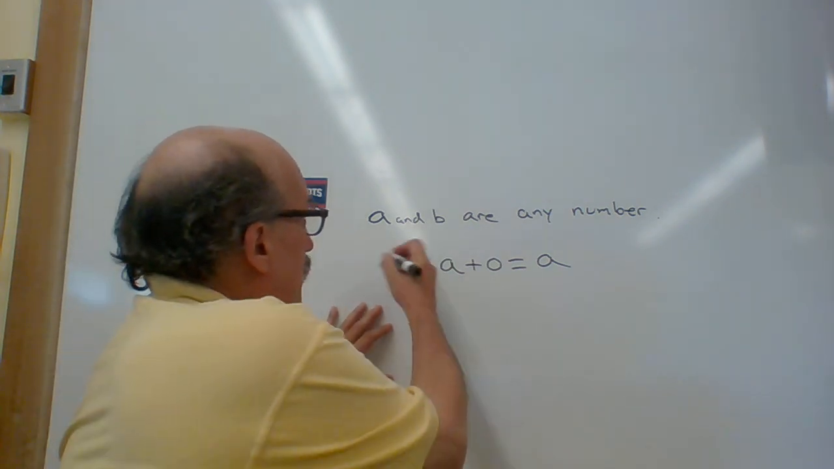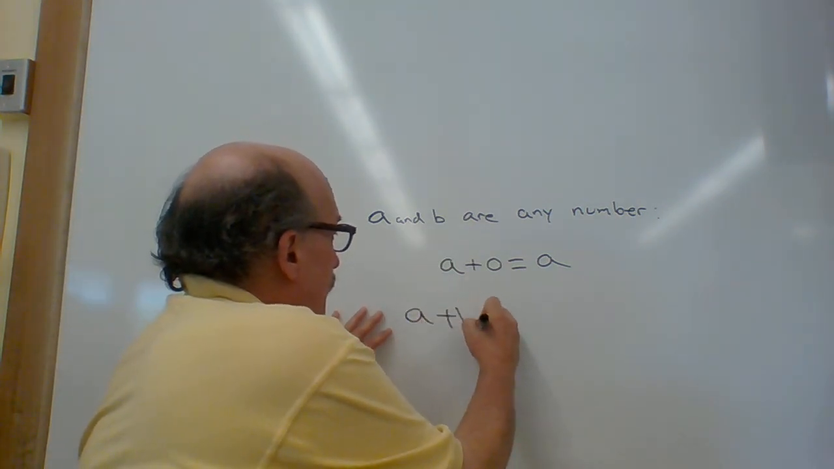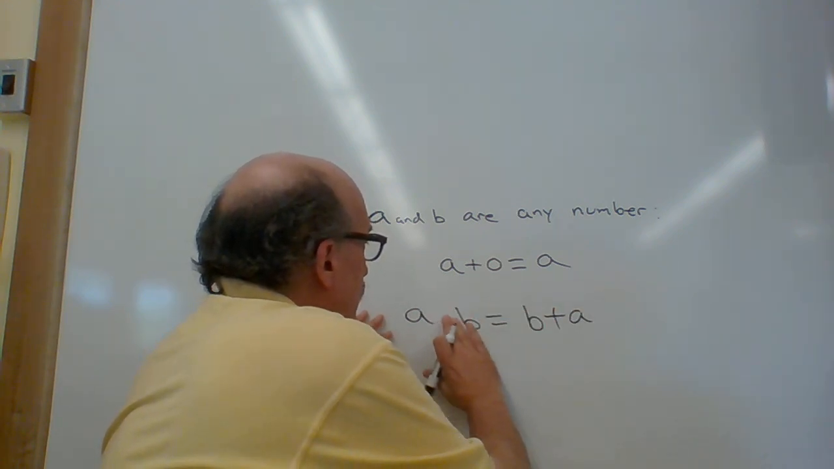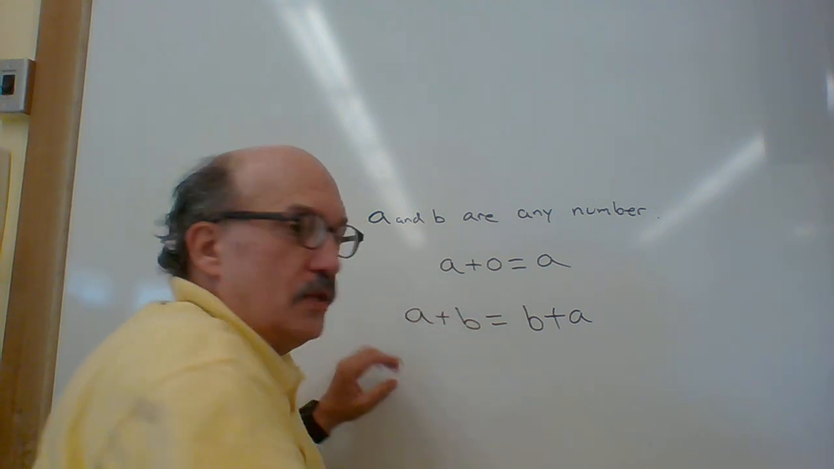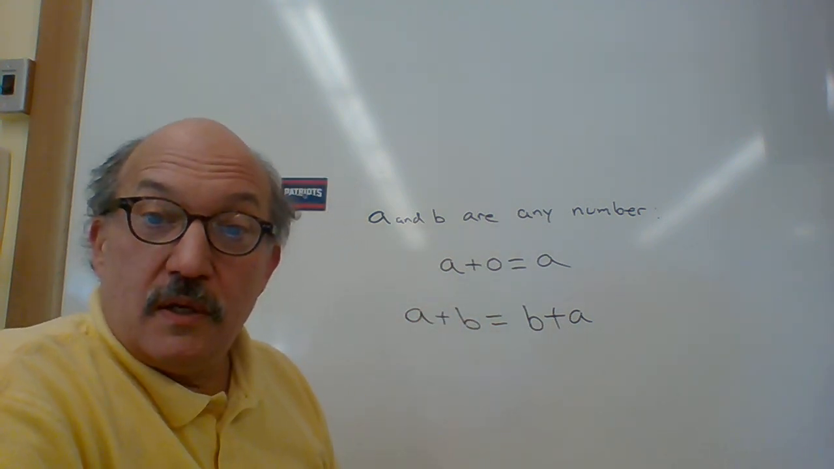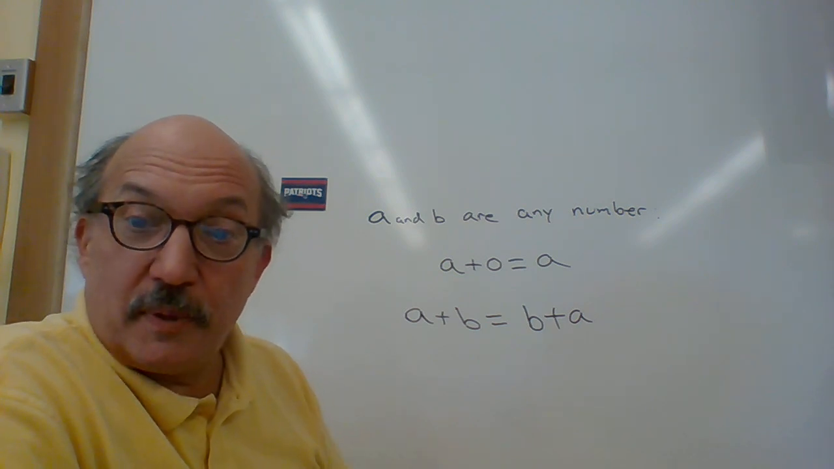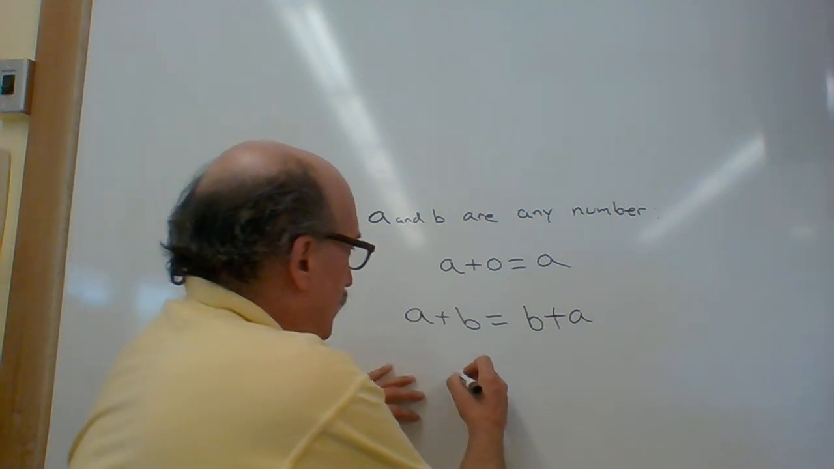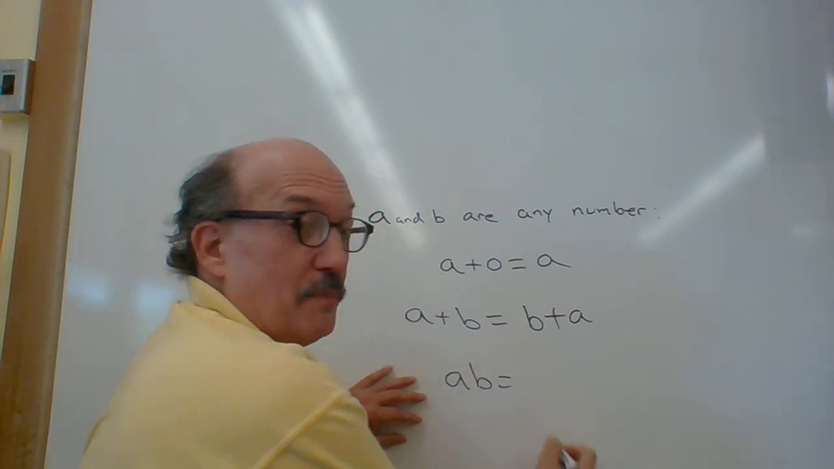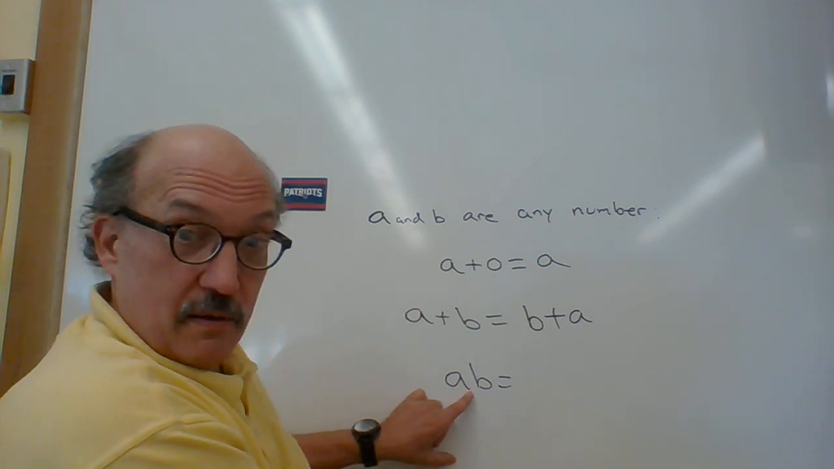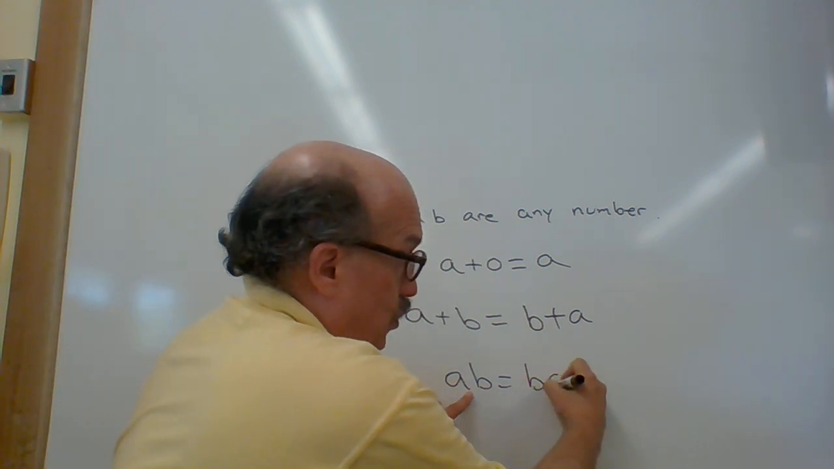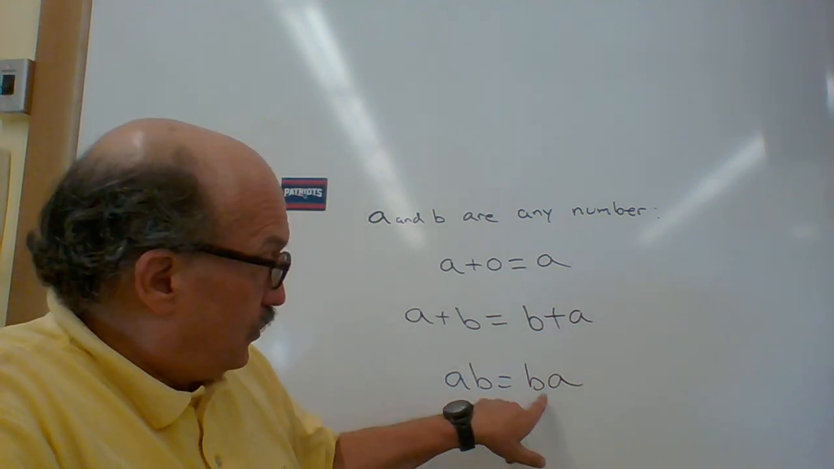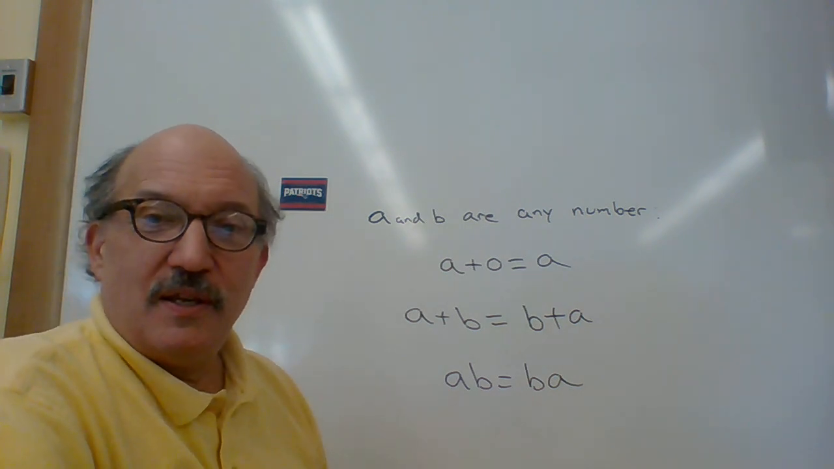And also, if you have A plus B, that's the same as B plus A. This, of course, is known as the commutative property of addition. And there's also a commutative property of multiplication, to get back to multiplication again. And remember what I said before. We can simply write AB to mean A times B, and that's going to be equal to B times A. AB equals BA. This is the commutative property of multiplication.